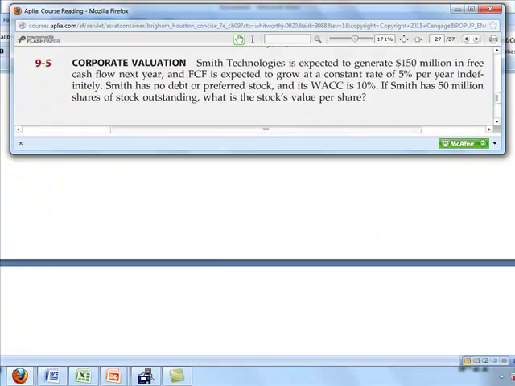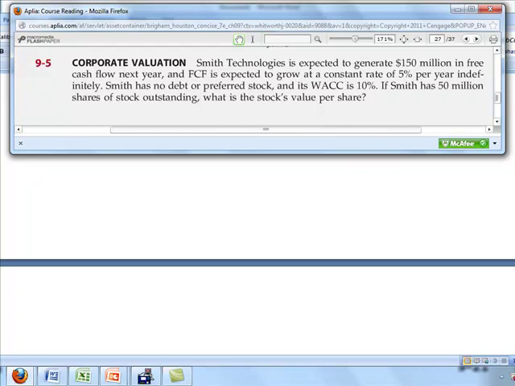And here's the problem. Okay, Smith Technologies is expected to generate $150 million in free cash flow next year. And the free cash flow is expected to grow at 5% per year indefinitely. So it's a constant rate of 5% per year forever. Smith has no debt or preferred stock, and its weighted average cost of capital, WACC, is 10%. If Smith has 50 million shares of stock outstanding, what is the value per share?